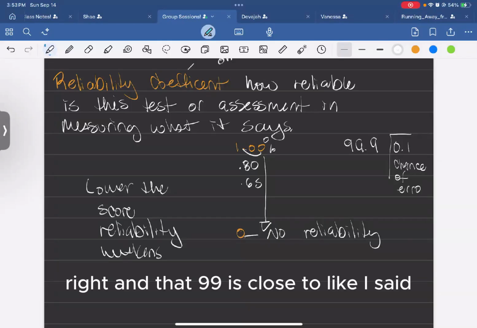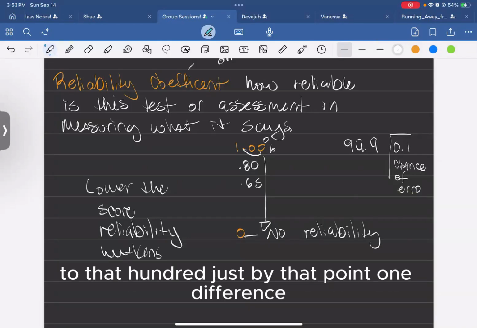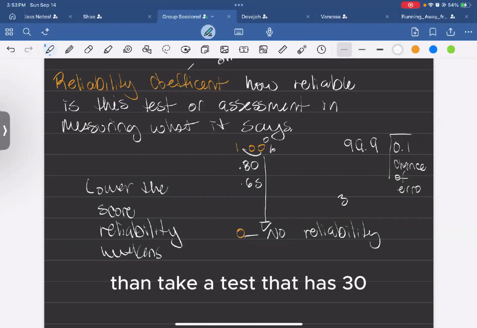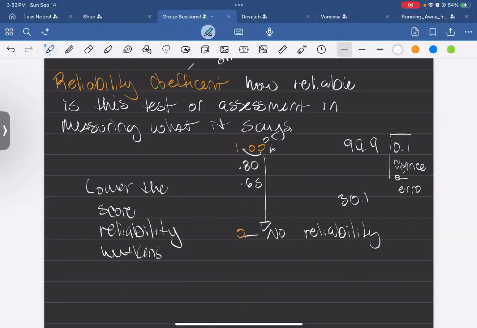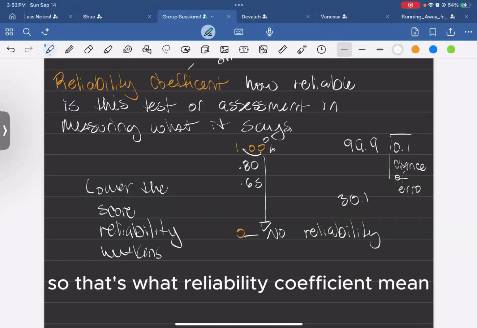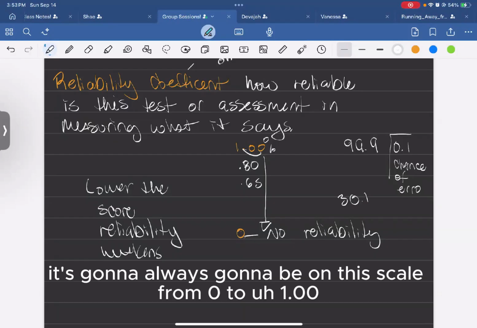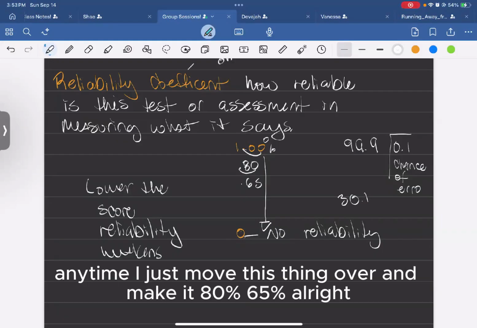All right. And that 99 is close to, like I said, that 100, just by that 0.1 difference. Right, so I'd rather take a test that has 99.9% reliability than take a test that has 30.1% reliability. So that's what reliability coefficient means. It's always going to be on this scale from 0 to 1.00. Anytime I just move this over and make it 80%, 65%.